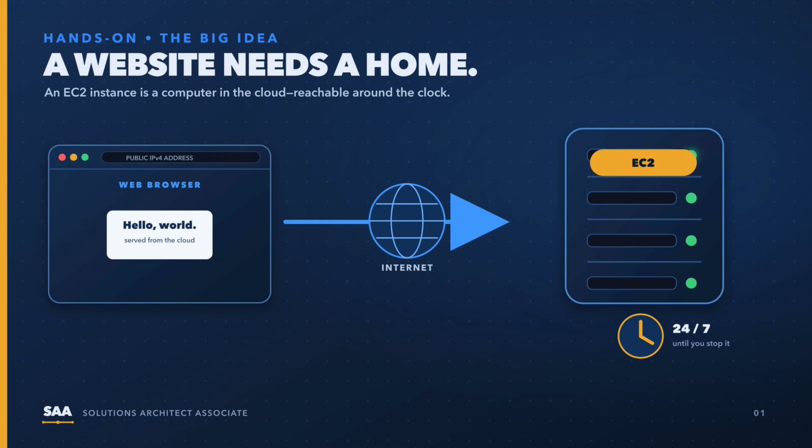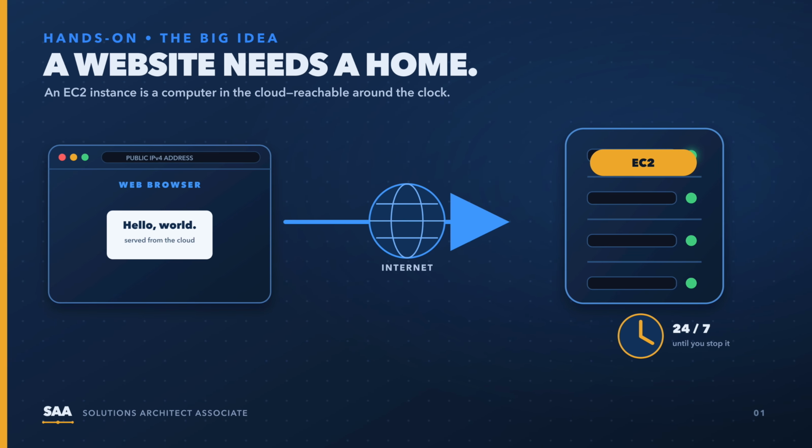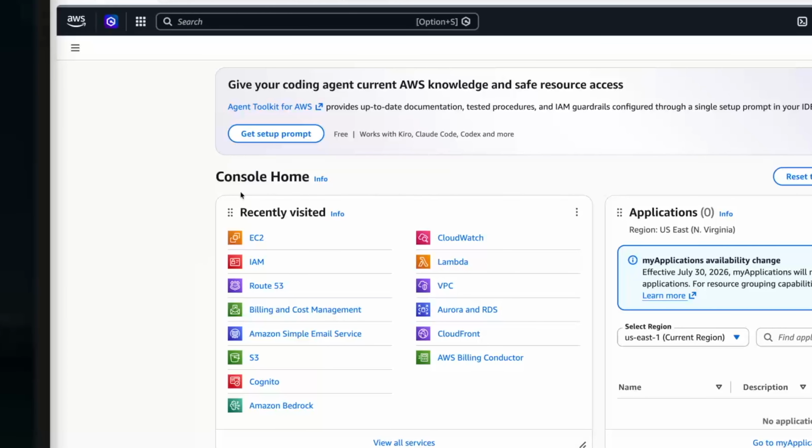All right, a fun one. We're going to create our own website and have it hosted for anyone in the world to take a look at. So how do we do that? Well, we need some sort of computer to use that's always on 24/7. How about an EC2 instance?